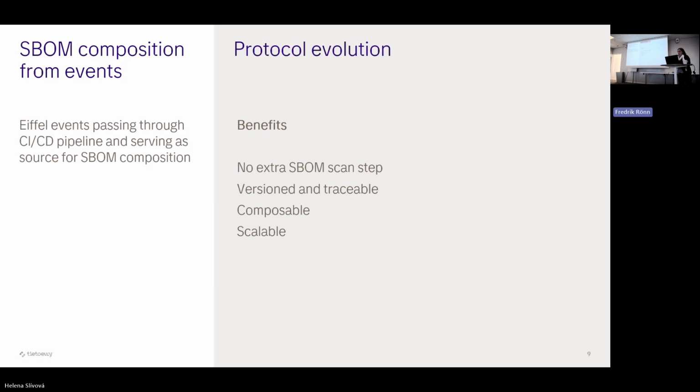It is also versioned and trace stable, because the SBOM is inherently linked to builds and source code commits. It is possible to compose it as we like. It allows partial SBOMs at module level or even to roll up towards the full product. And it is also scalable, because we can use it across distributed builds. We can use it in microservices and multi-repository architectures.